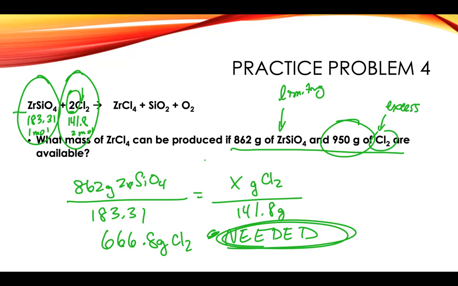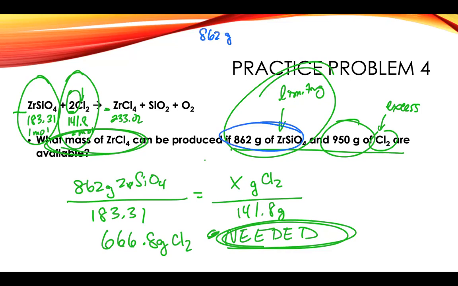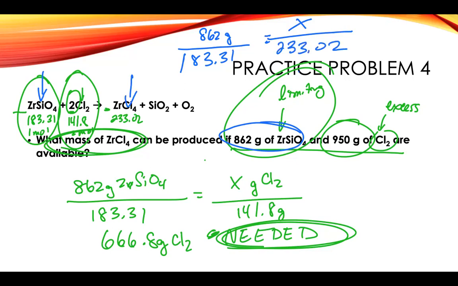So now knowing this, you can take this amount to calculate what mass of ZrCl4. I'll go ahead and do the molar mass here so I can do another proportion. Zirconium is 91.22 plus Cl, 35.45 times 4. The reacting mass here is 233.02. So if I want to answer the question, I need to use the limiting reactant. So it's 862 grams over the reacting mass, which is 183.31. I'm calculating for X, reacting mass 233.02. So 862 times 233.02 divided by 183.31.